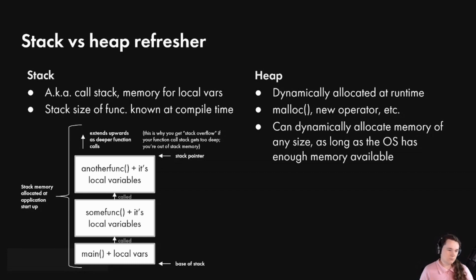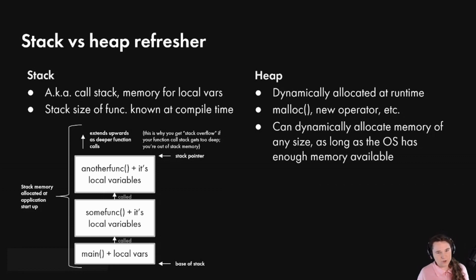And so in the memory of the computer, you will have the base of the stack. You'll have the stack pointer, which moves up and down as you're calling functions and as they're returning. The stack memory is allocated at the application startup, and it basically extends deeper the more calls you make. And this is why you get stack overflow if your call function gets too deep, because you run out of the pre-allocated stack memory that you had at the application startup, and it doesn't have any more space. So then you're just, oh well, I'm out of stack memory. So that's the stack, that's the call stack.